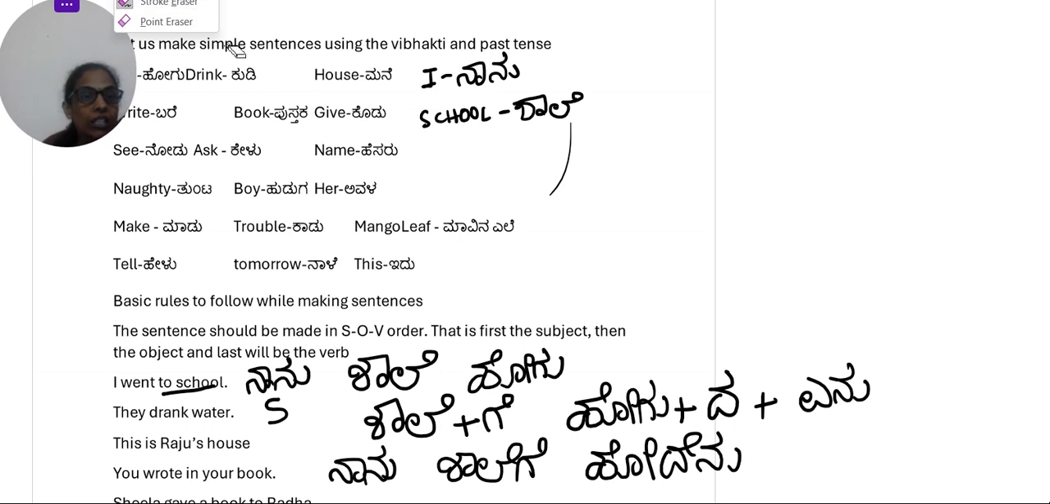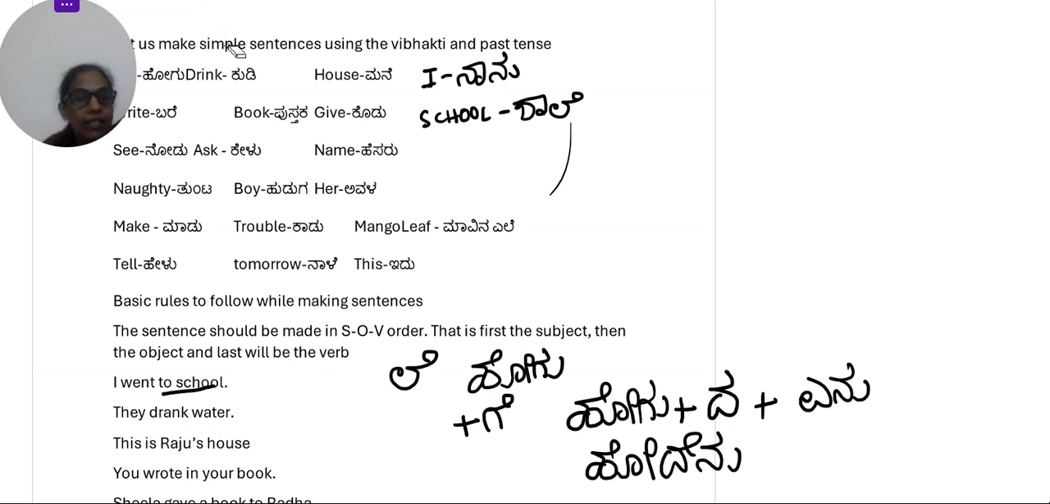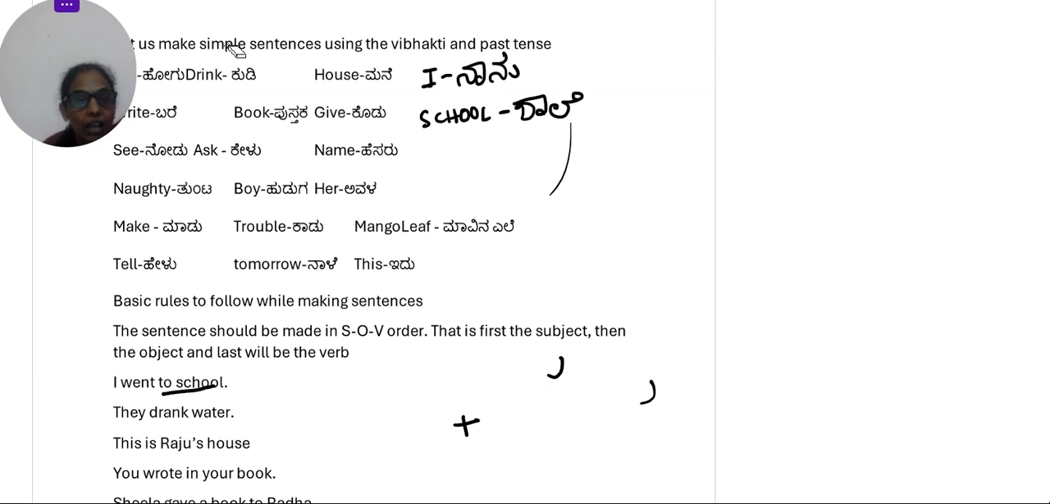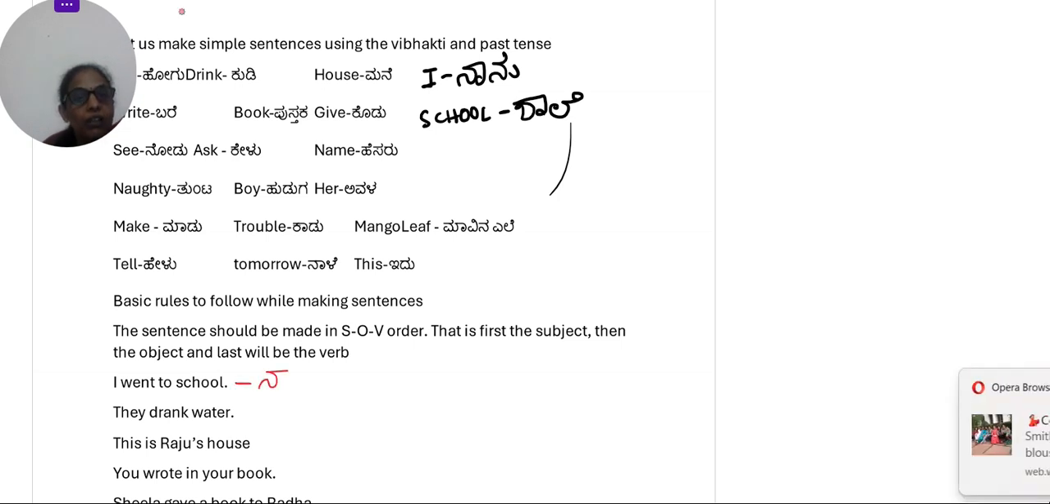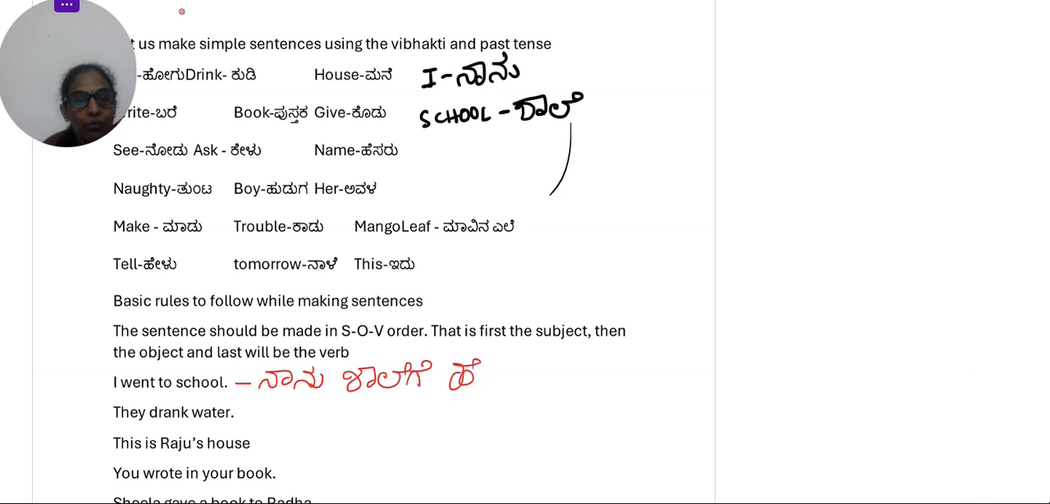Now let us do the second sentence. Now we have finished seeing how to do it. So now I will write the correct sentence here. So this will be Nanu shalege hodenu.